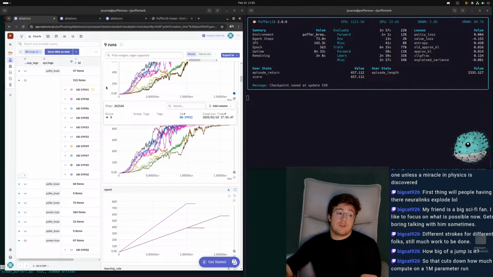No, it doesn't cut down the compute on a 1 million parameter run. It cuts down the hyperparameter search. So that means a few things. First of all, you have to run fewer experiments in order to get optimal hyperparameters. And second, it is much more likely that you will be able to use the same hyperparameters across many different environments and have it perform quite well out of the box. So this would be a large step forward for out-of-the-box reinforcement learning.